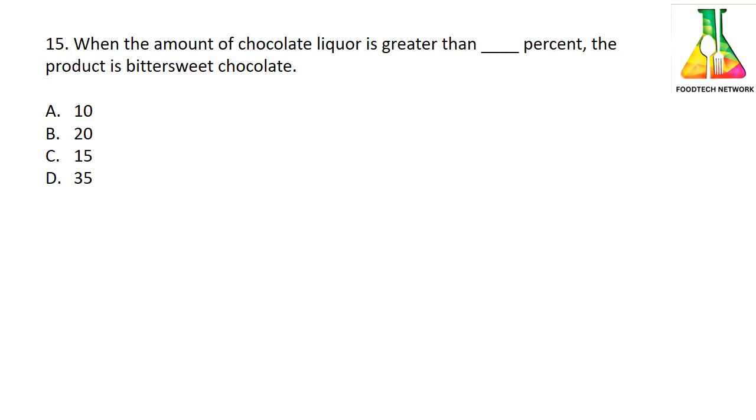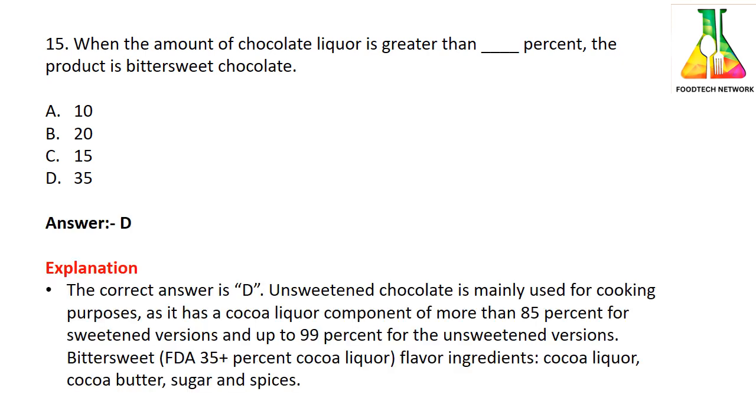When the amount of chocolate liquor is greater than dash percentage, the product is bittersweet chocolate. Option A 15, option B 20, option C 15, and option D 35. So the right answer is D, that is 35.